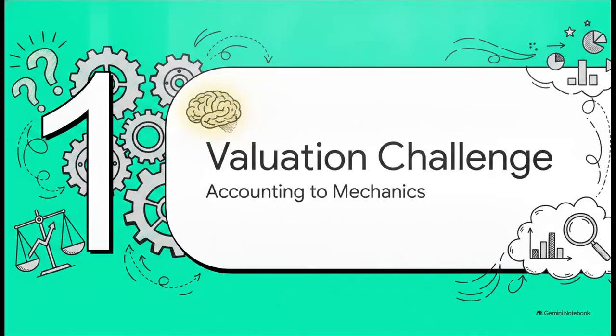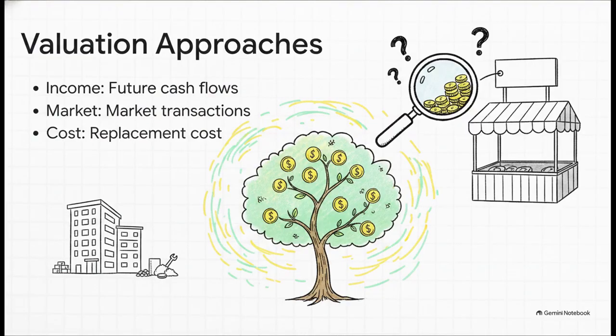Starting off with Section 1, the Intangible Valuation Challenge, moving from accounting definitions to valuation mechanics. When senior valuation managers tackle this, they generally look at three primary frameworks: the income approach, the market approach, and the cost approach. But here's the thing. The income approach is by far the most common for unique intangibles. Finding public comparable data for the market approach is incredibly rare. I mean, you can't exactly just look up the market price for someone else's proprietary customer relationships, right?